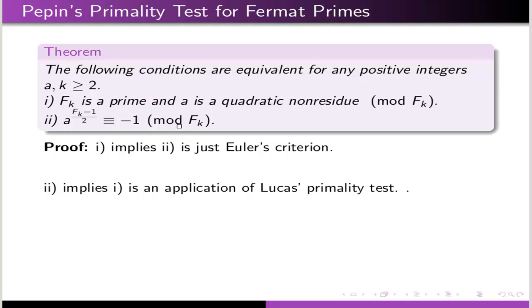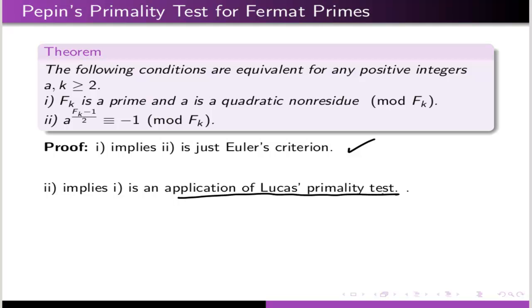So the really interesting part, and I've indicated that right here in the statement, is the converse. I want to be able to show that something is a Fermat prime. So we start with some base a, and if for that base a to the (F_k minus 1) over 2 is congruent to negative 1 mod F_k, then I get to conclude that F_k is a prime. So with a single application of the type of test we were looking at last time, we get to conclude that a Fermat number is a prime. And I claim this is just an application of Lucas's primality test.